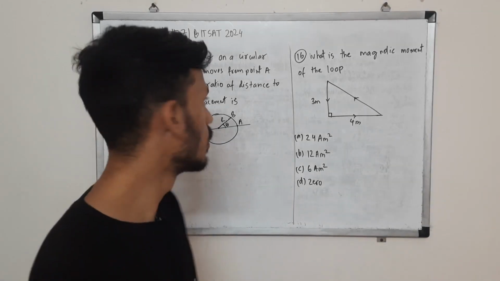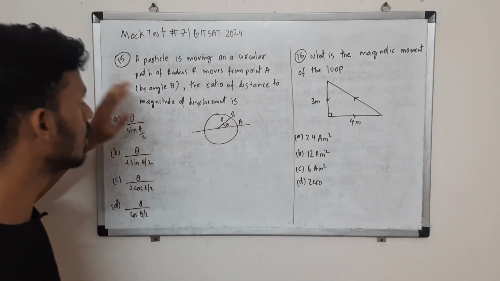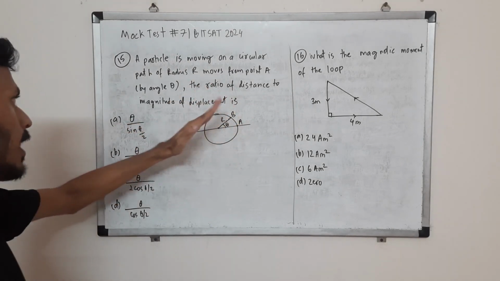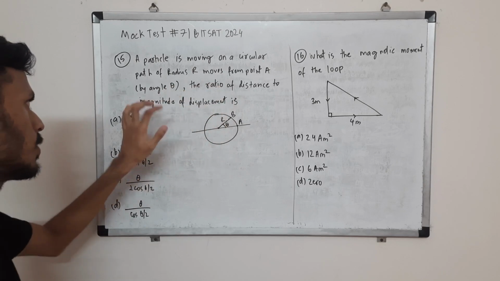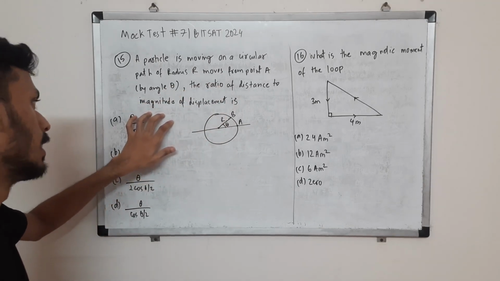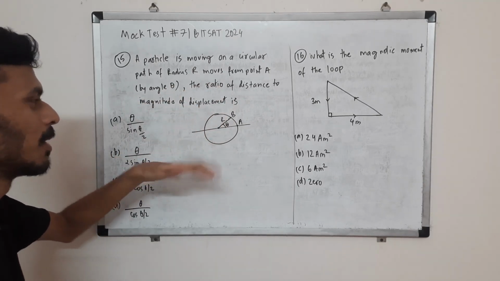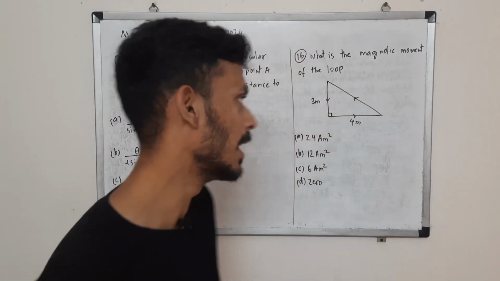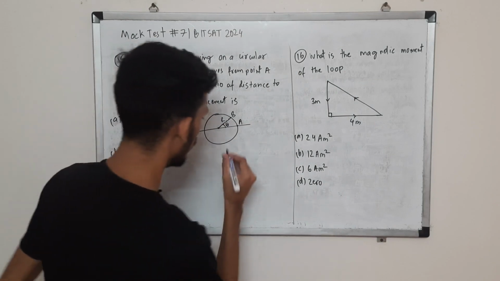Question 15 and 16 over here. Question 15, we have a particle which is moving on a circular path. Radius is r. It moves from point A by an angle theta. You are supposed to tell the ratio of distance to the magnitude of displacement. Magnitude of displacement, because displacement is a vector, and you cannot divide by a vector, so divide by its magnitude.